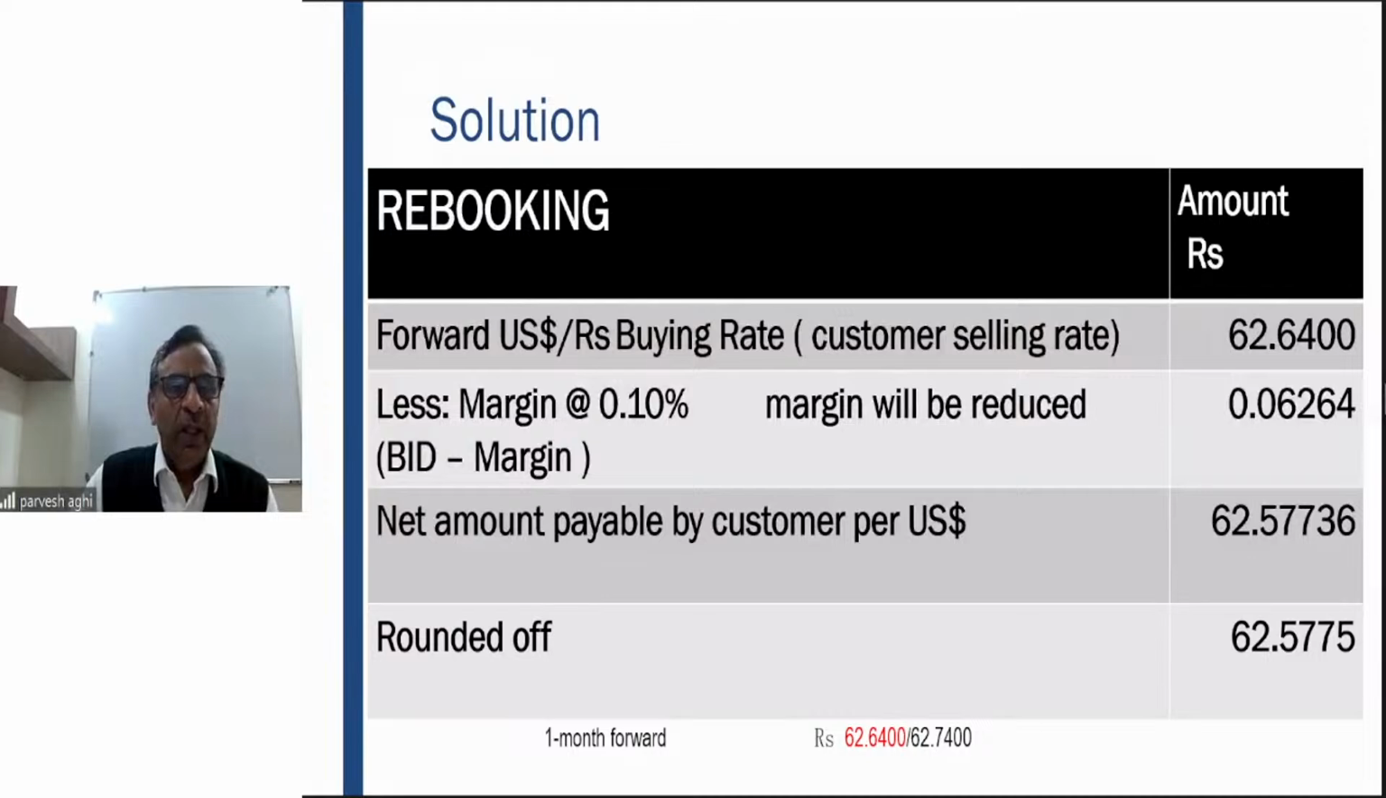Subsequently the customer wants another forward contract after 1 month, so the 1 month forward rate will apply. Here the customer wants to sell his dollars, which he is going to get after 1 month, not on the due date. So the rate will be 62.64, which is the bid rate. You do the margin part, and the forward rate contract will be 62.5775 after rounding off.